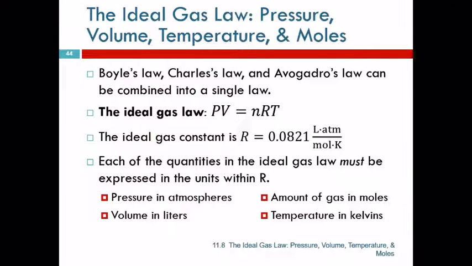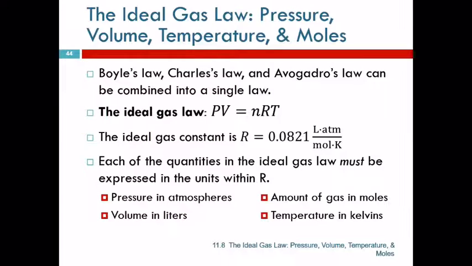Now we get to the most useful gas law, the ideal gas law. We can combine Boyle's law, Charles' law, and Avogadro's law all together and come up with one single law, and it's called the ideal gas law. The ideal gas law is this one right here. PV equals nRT. The pressure times the volume is equal to the moles of gas times a constant times the temperature.